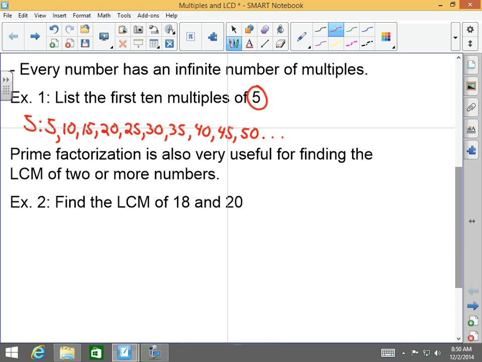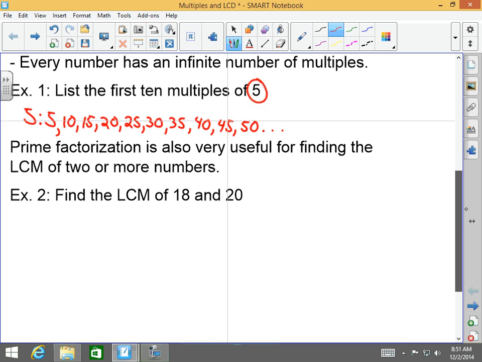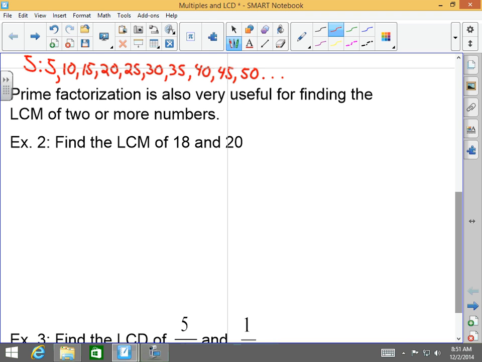Now, the best thing to be able to do, okay, is to know your multiplication tables backwards and forwards, and you don't have to do an LCM by prime factorization. If you know your times tables backwards and forwards, you can find the LCD or the LCM in seconds. However, let's say you don't. In a pinch, we can do the prime factorization.